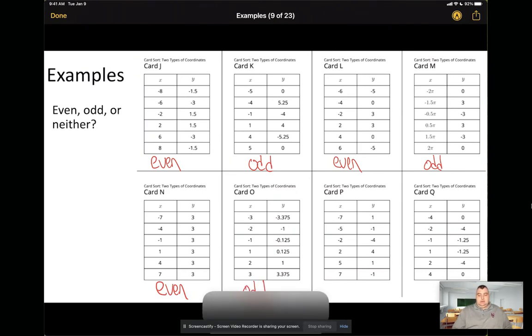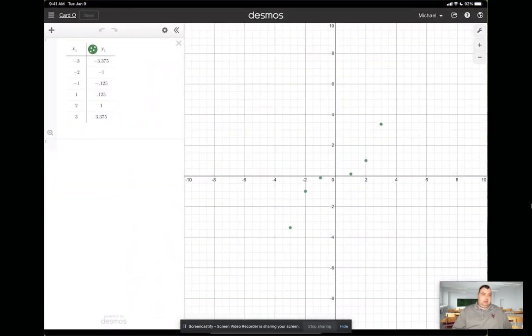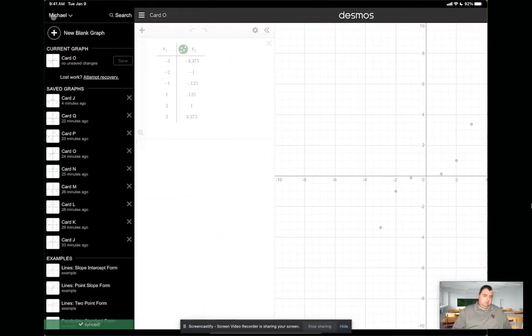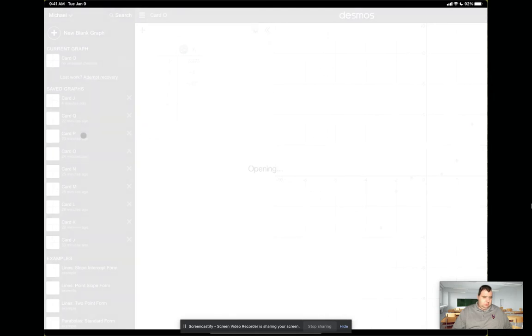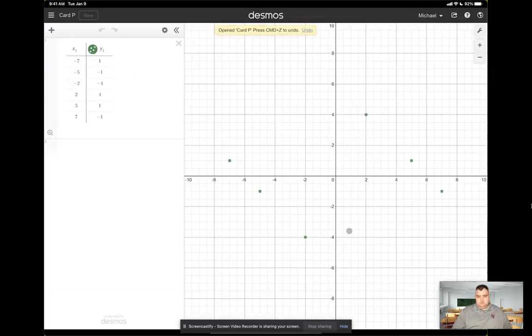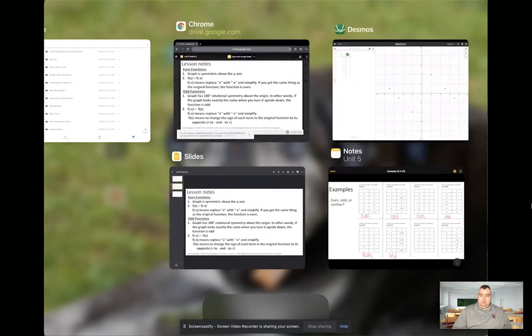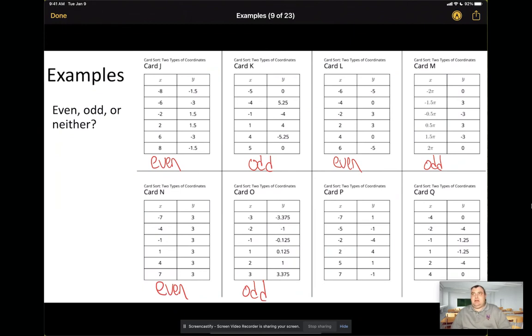Okay. Let's go to card P. Card P is definitely not an even function. Let's check and see if it's an odd function. It looks like it is. It definitely has that 180-degree rotational symmetry. So card P will be an odd function.